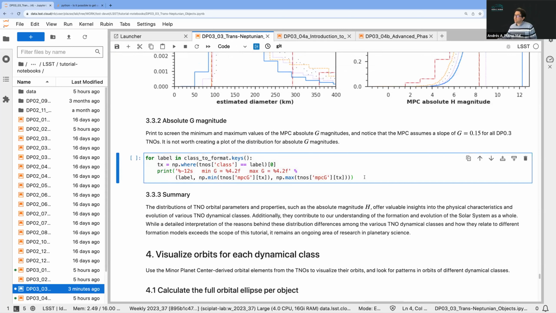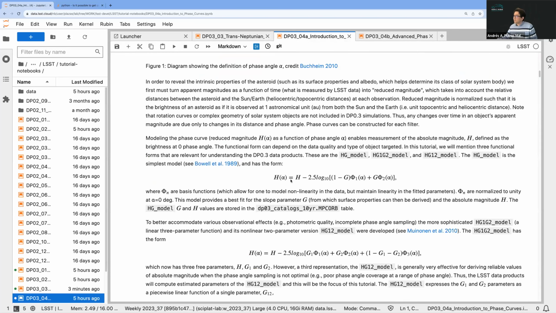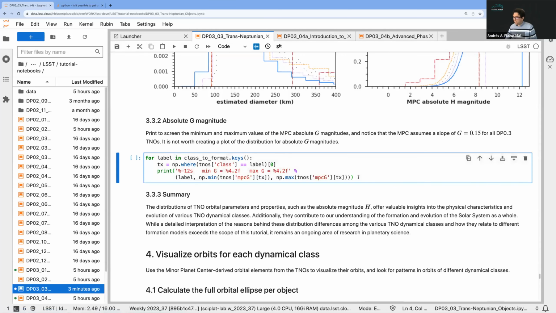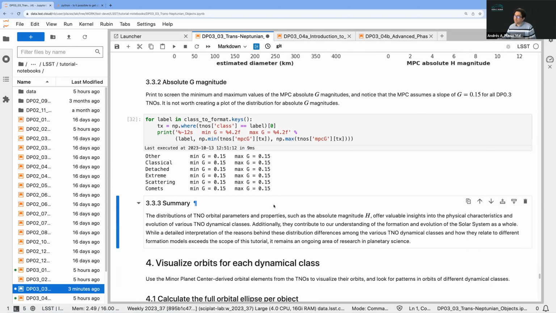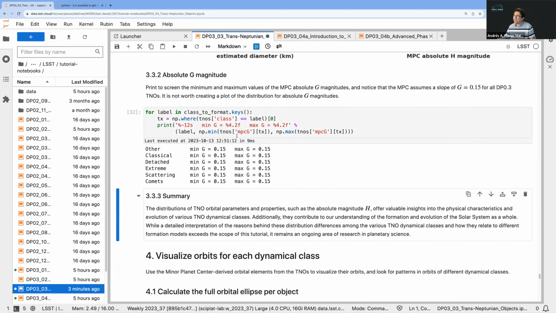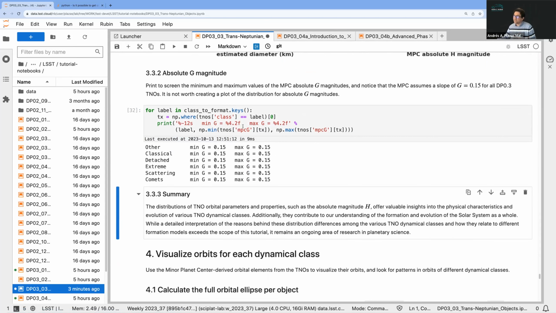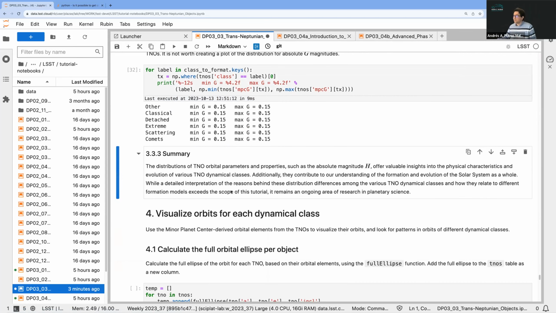Okay, so another thing that we can look at is the G parameter, the slope of this H function, that is the slope of the reduced magnitude as a function of phase angle. For TNOs, we actually find the same value. In this particular simulation, it was assumed that they had the same slope. So we're not going to make a histogram of that, but we just wanted to verify that the minimum and maximum values for each of the classes are the same.